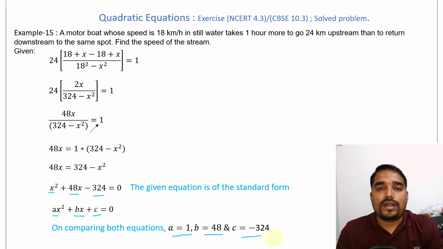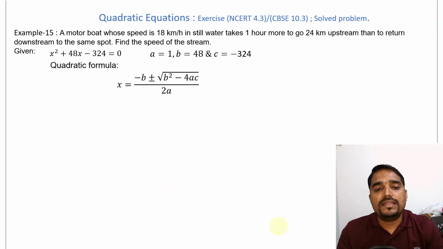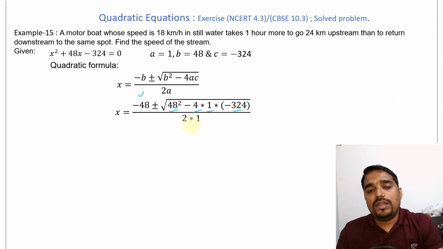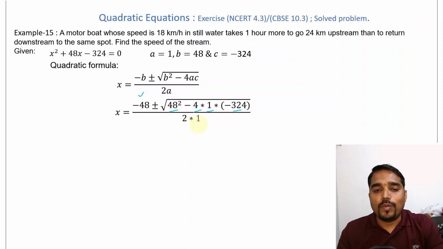Now let us use the quadratic formula to find the value of x. We know that x is equal to (−b ± √(b² − 4ac)) divided by 2a. So the a, b and c values would be 1, 48 and −324, as we have just seen on comparing the equation with the standard form. Now upon substitution, x is equal to (−48 ± √(48² − 4 into 1 into −324)) divided by 2 into 1.